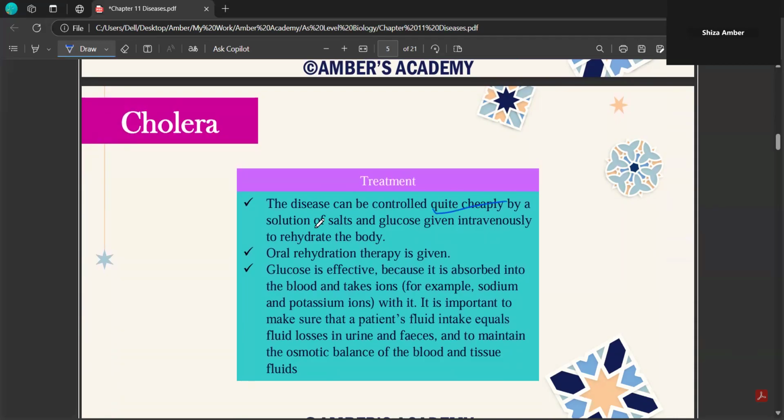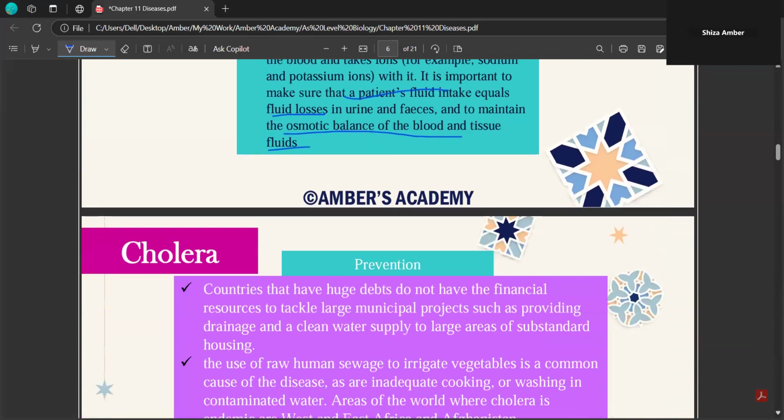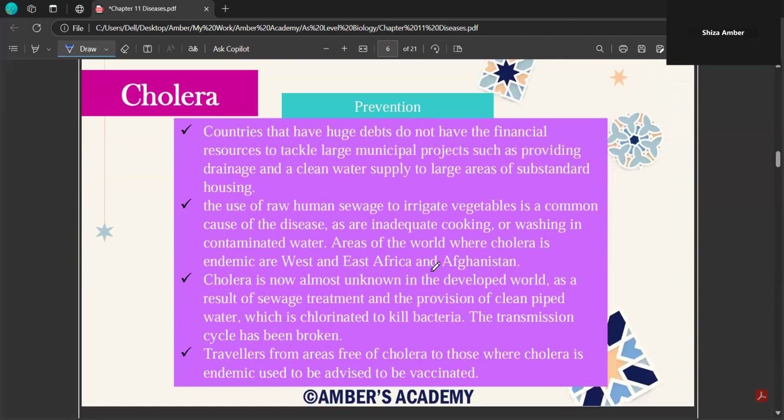You need to provide a solution of salts and glucose. You need to provide them oral rehydration therapy. Glucose is effective because it is absorbed into the blood and takes ions with it. It is important to make sure that the patient's fluid intake equals the fluid losses in urine and feces to maintain the osmotic balance of your blood and tissue fluids. So I hope this is not very difficult. It's easy. Then you need to know the prevention of cholera.